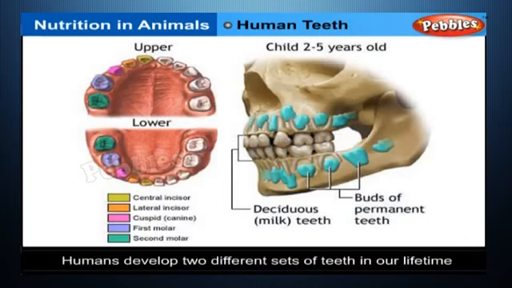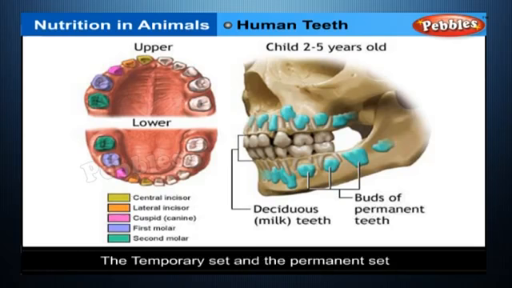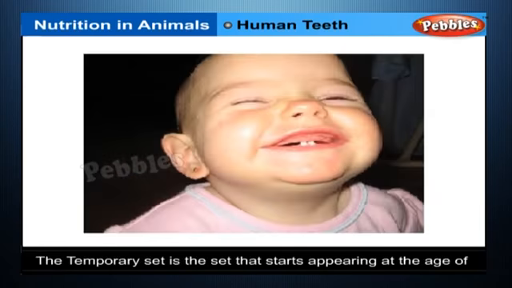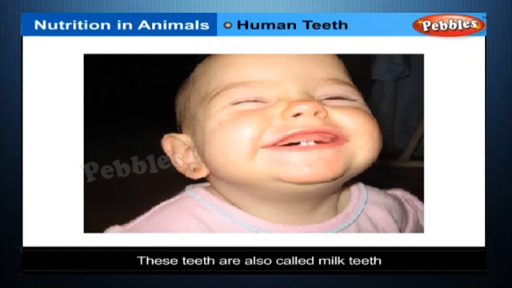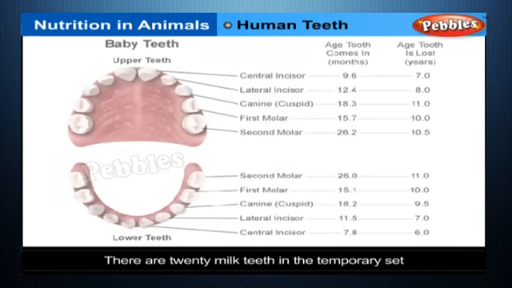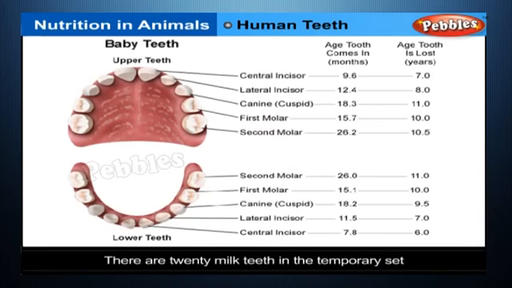Human teeth. We humans develop 2 different sets of teeth in our lifetime, the temporary set and the permanent set. The temporary set. This is the set that starts appearing at the age of about 2.5 to 3 months and completes in about 2 years. These teeth are also called milk teeth. There are 20 milk teeth in the temporary set.